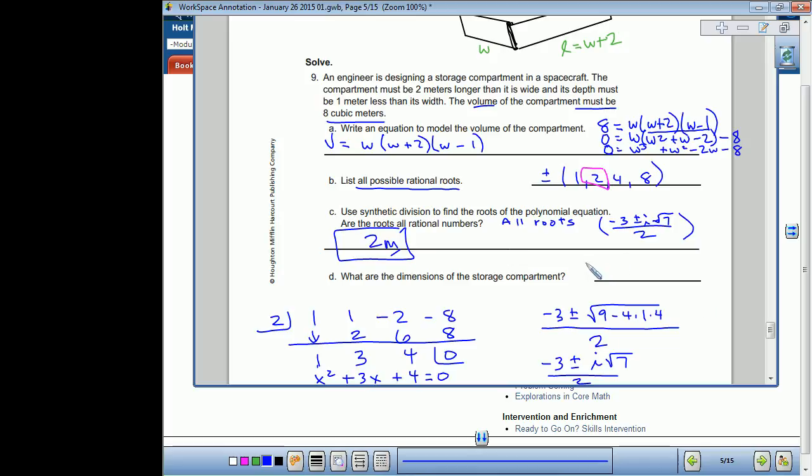Okay. So what are the dimensions? This compartment would be 2 meters by, let's plug in our 2, 4 meters by 1 meter. Those would be the dimensions. That's a fairly large compartment, isn't it? How big is that? A meter is very similar to a yard. And how big is a yard? 3 feet.